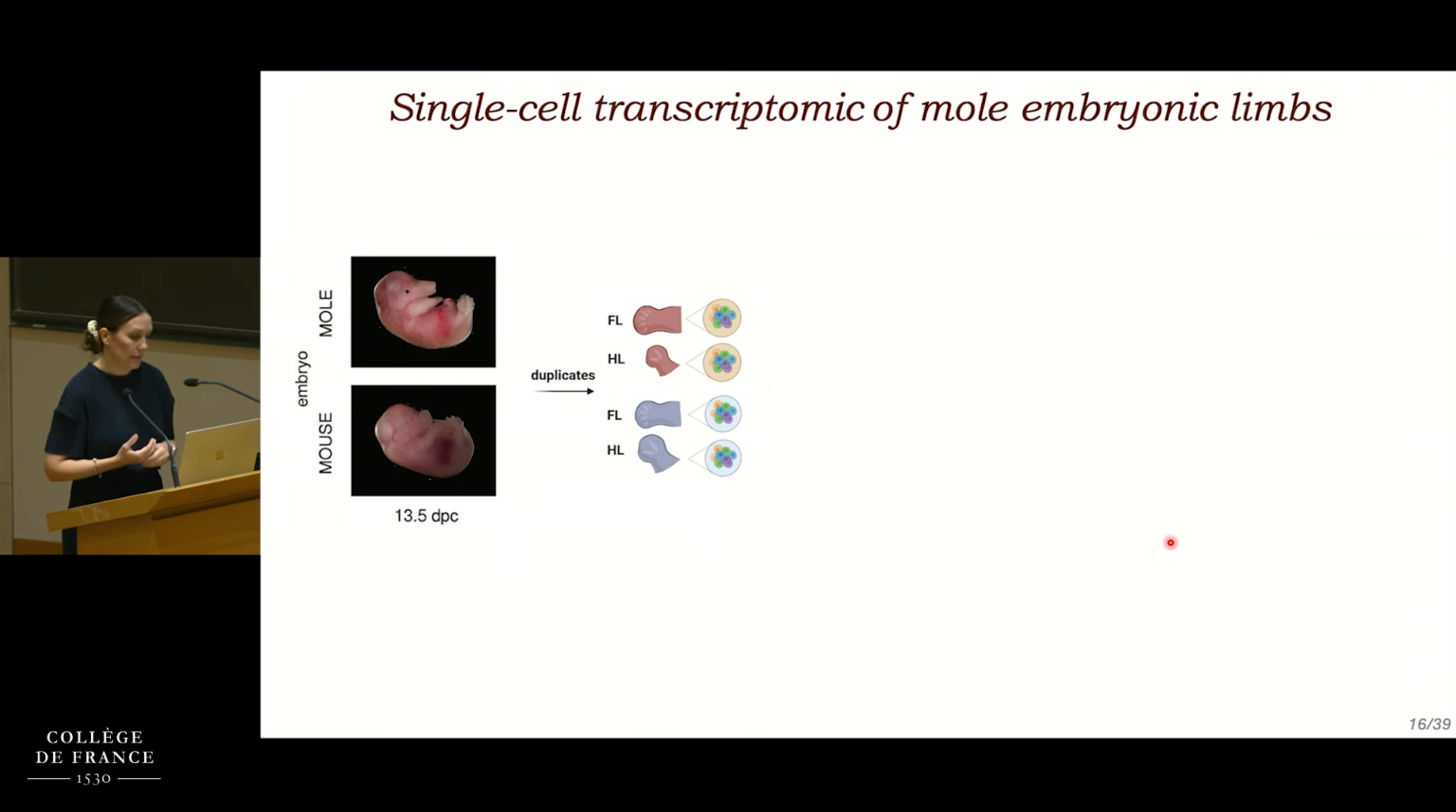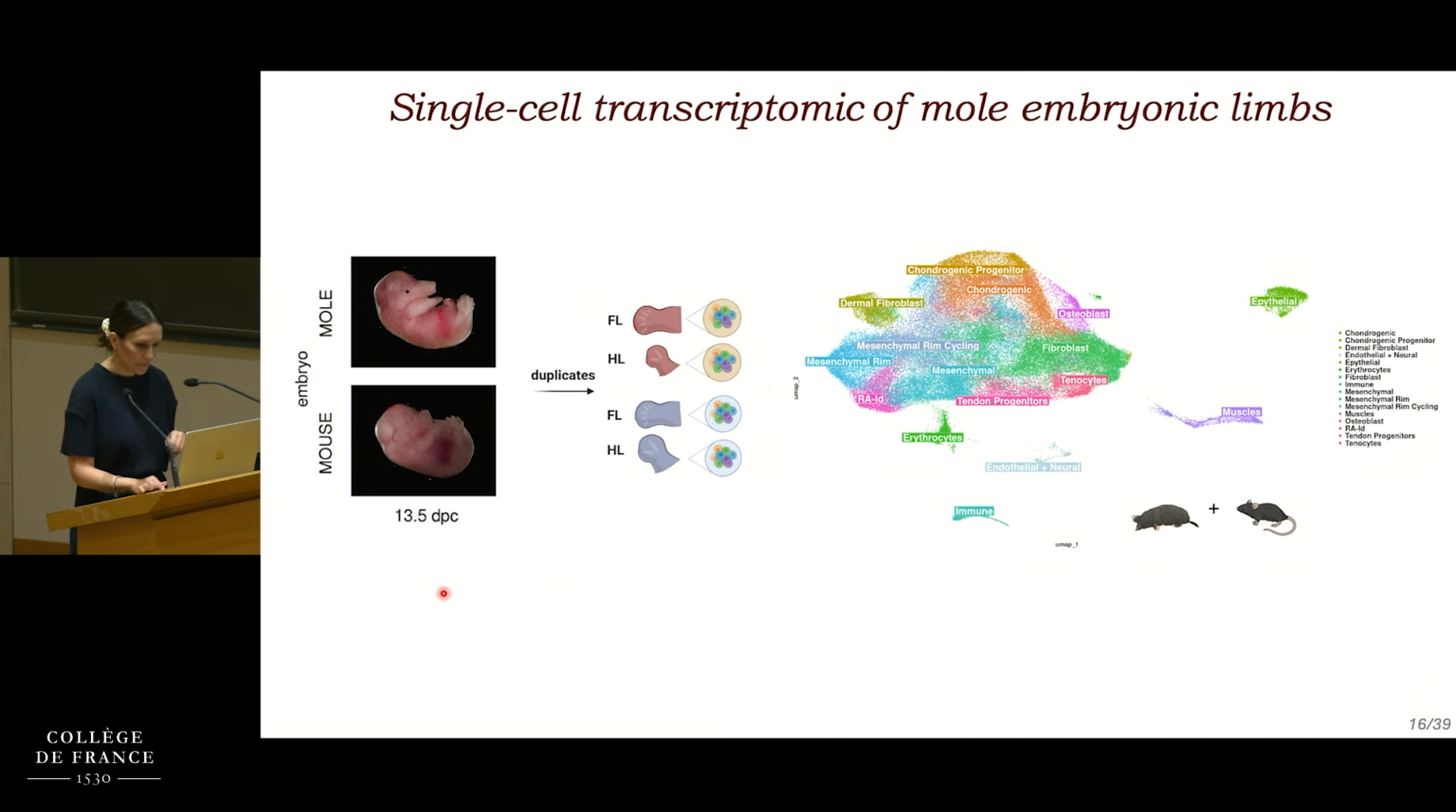And for this project, what we generated was single-cell transcriptomics from developing embryonic limbs from moles, and we have data for mouse for comparison at around the 13.5 stage. So we generated this data with 10x, and we put together forelimb and hindlimb for both species and created an integrated atlas that helps us to identify the main cell types of the limb. And we see overall there is conservation, so we have muscle, endothelial, and these mesodermal, mesenchymal cells that include the skeletal cells, some mesenchymal progenitors, and fibroblasts.